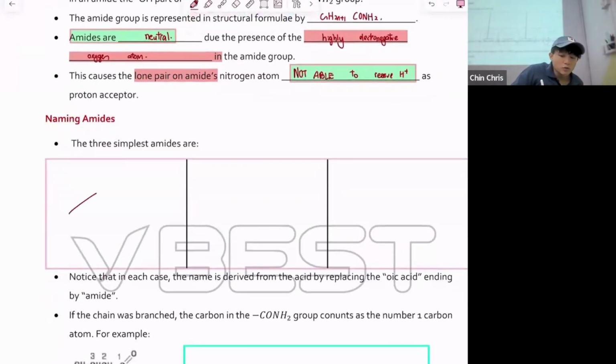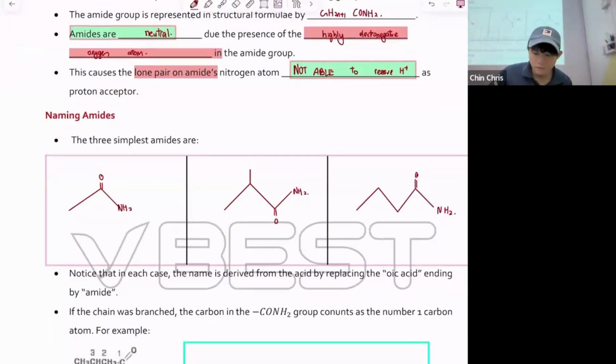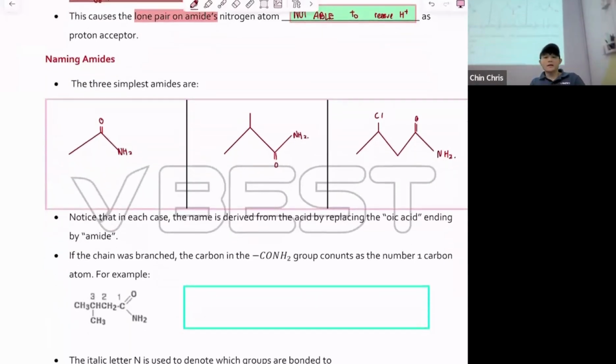Alright, guys, now I want you guys to look at your amide. I want you to name it. Alright, guys, 3 amides given. Please name them now.